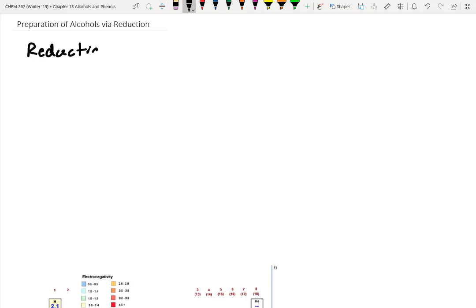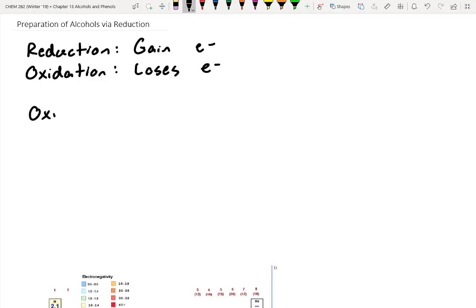Reduction. How do we define a reduction reaction? We gain electrons versus an oxidation, which loses electrons. If you remember your mnemonics, some people remember it from OIL RIG. So oxidation is loss, reduction is gain. Other people remember it from LEO the lion goes GER. Whichever one sticks with you, just try to remember those. All right. Oxidation state is different than formal charge, so I did want to briefly review that. They are kind of related though.